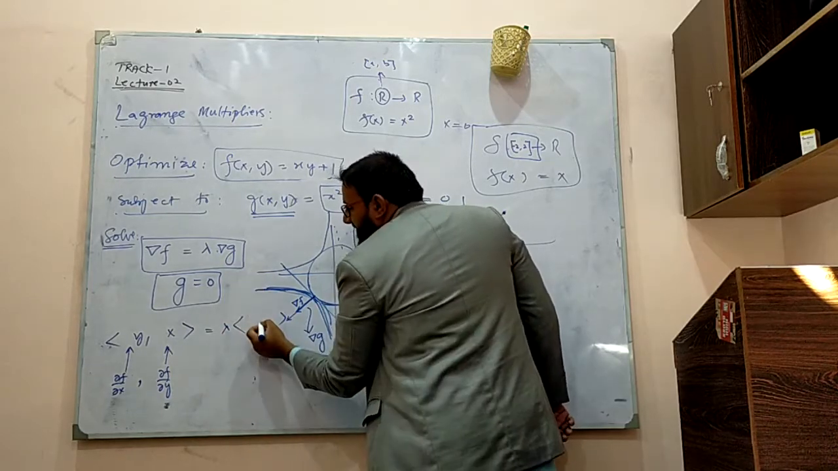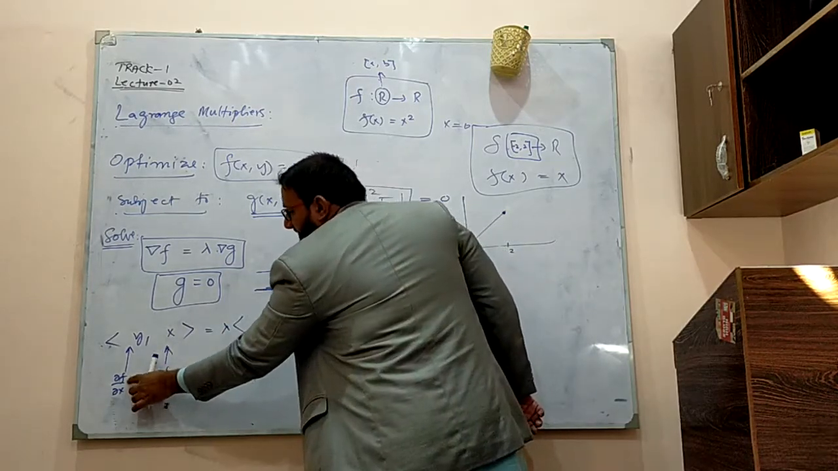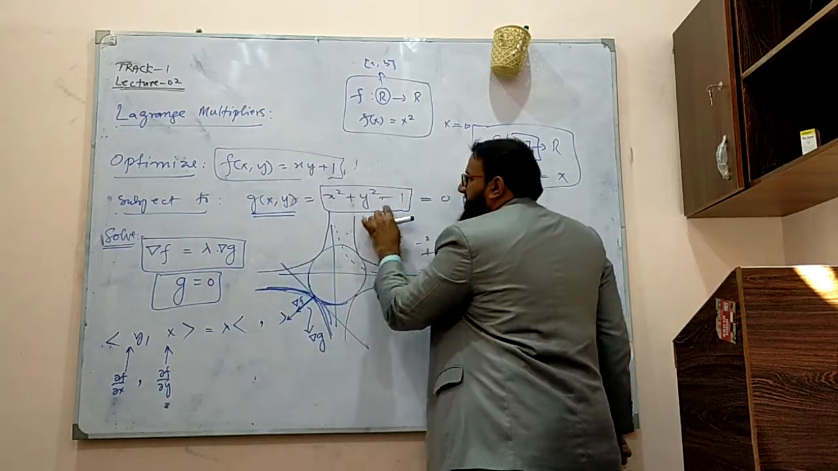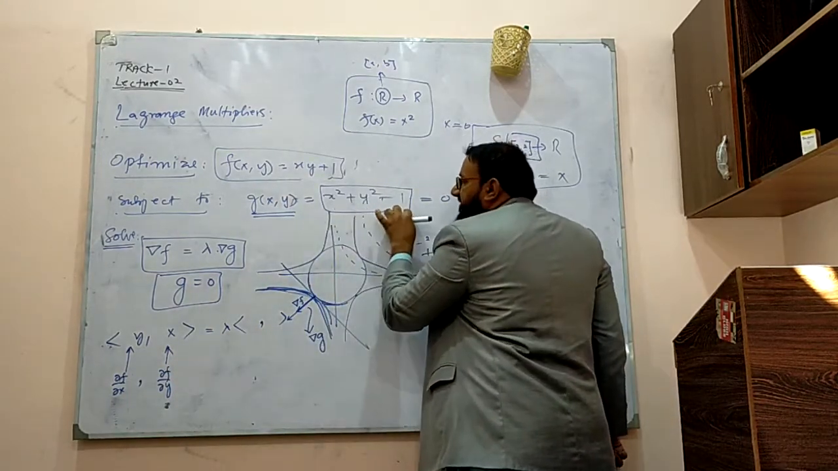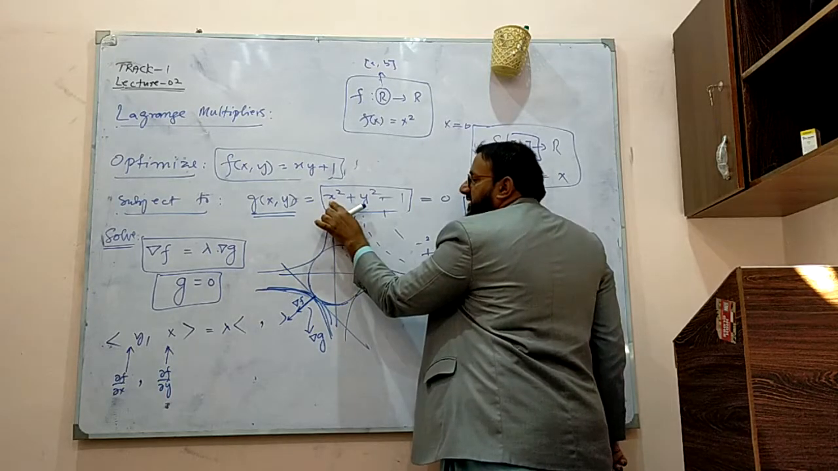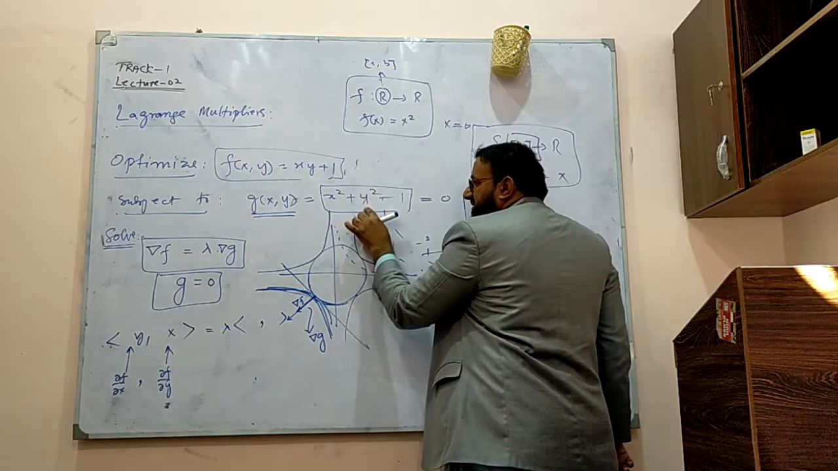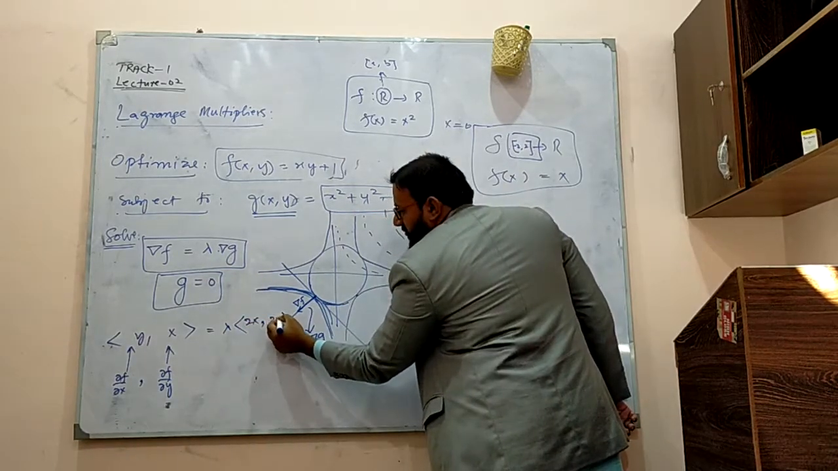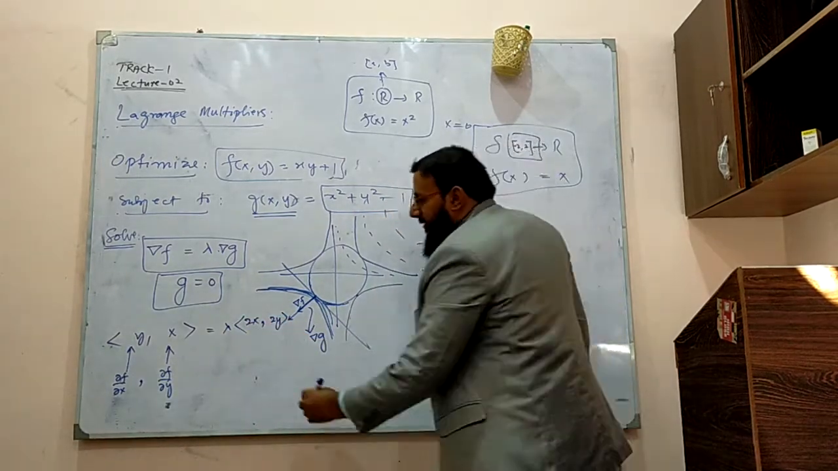And del g is again the same thing: partial g with respect to x and partial g with respect to y. And this is your g. What is partial g with respect to x? 2x. This is 0. So 2x, and this will be 2y. What do you do now?